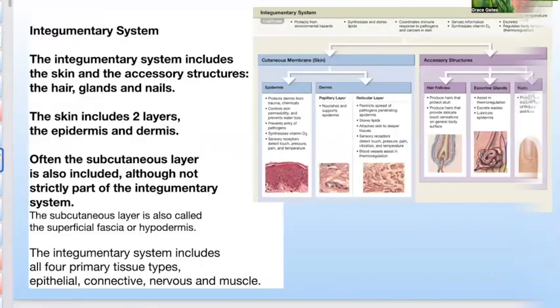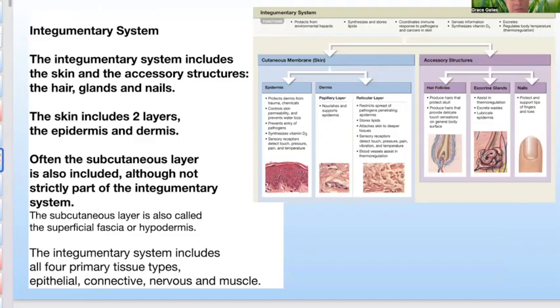All right, so the integumentary system. The integumentary system includes the skin and the accessory structures, the hair, the glands, and the nails. The skin has two layers, the epidermis and the dermis. Often the subcutaneous layer is included in this lecture, although strictly speaking, the subcutaneous layer is not part of the integumentary system.